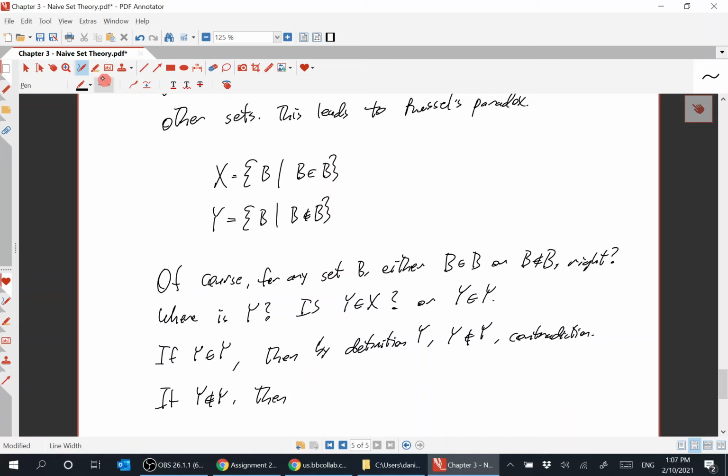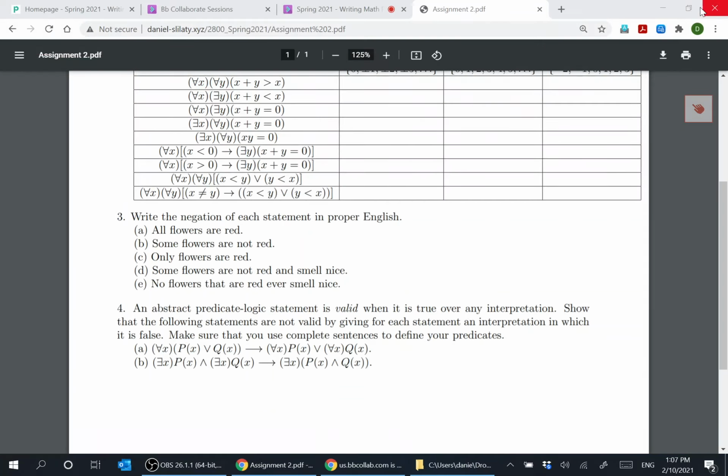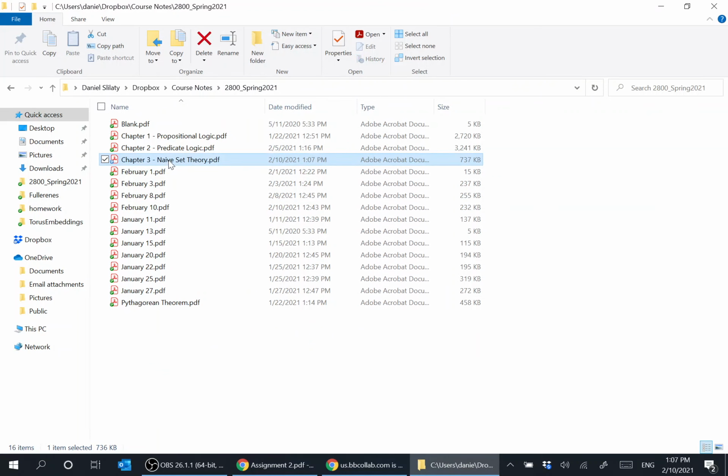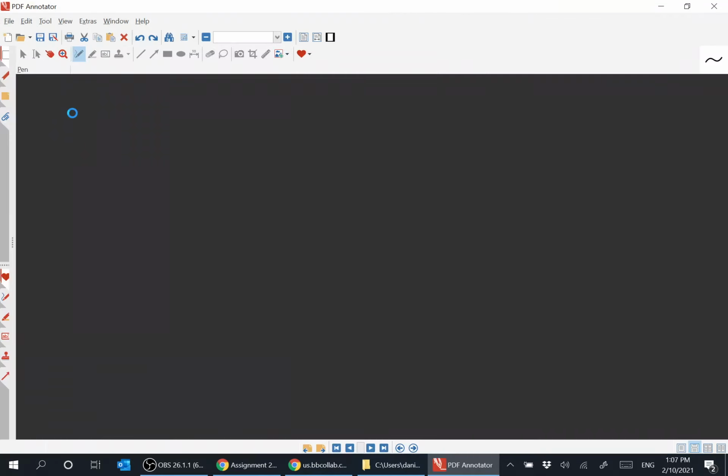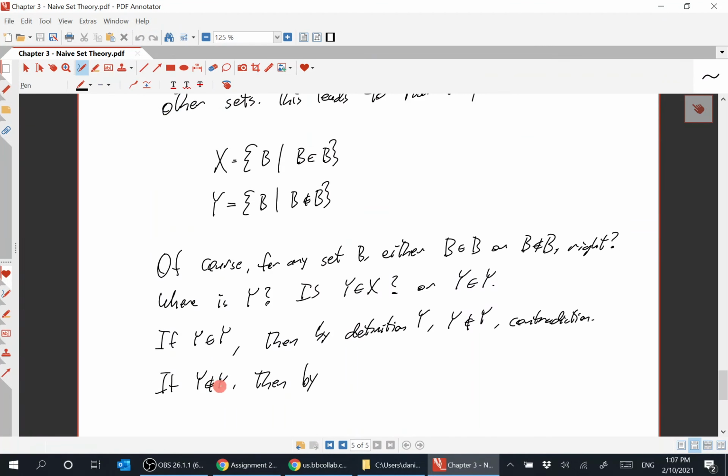Let's rewrite that. If Y is not an element of Y, then by definition of X, Y is an element of X. Thus, Y is an element of Y. Contradiction.